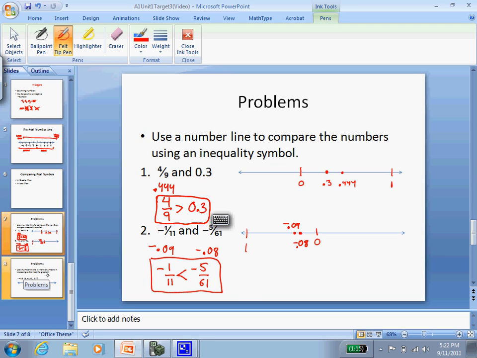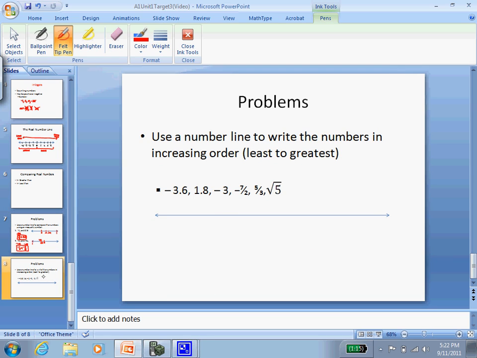Okay. Final problem we're going to do is we're going to write a bunch of numbers in increasing order, and what that means is least to greatest. So let's put some numbers down on our number line. So we'll be able to put these down and be able to compare them. Now notice we have some decimals, so 3.6 will be really easy, 1.8, -3 will be really easy. But then we have some fractions here, -7/2, we have 5/3, and then we have square root of 5.